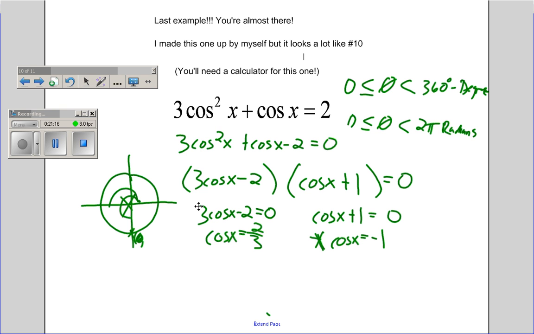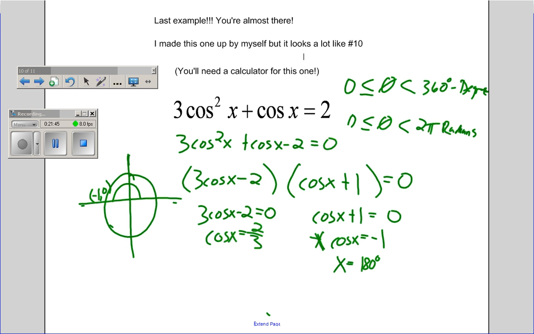Okay, so here, I'll redraw that. Cosine is -1 at 180 degrees. So I've got -1, 0. So this x is going to equal 180 degrees, right? Because we said we were doing it in degrees.